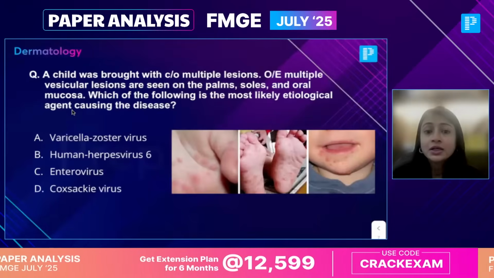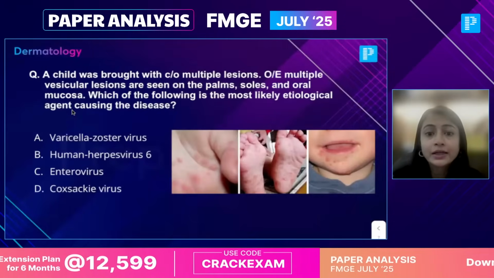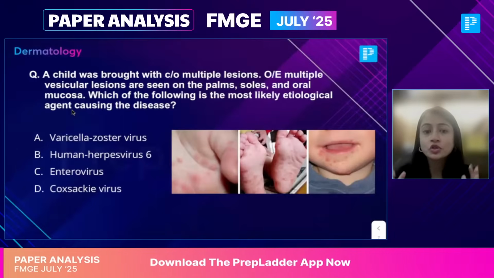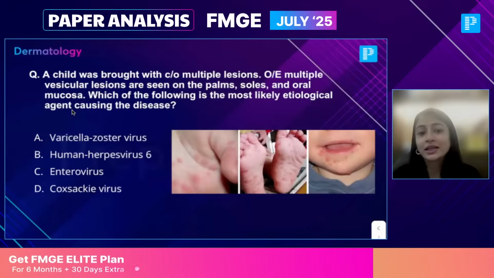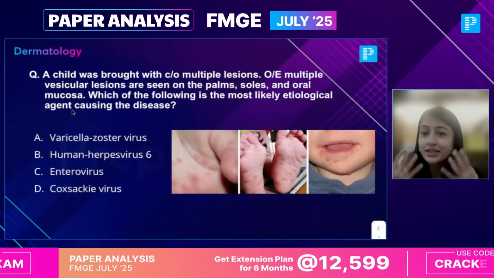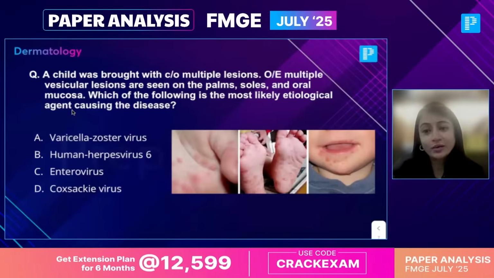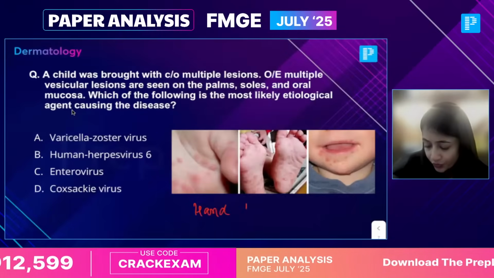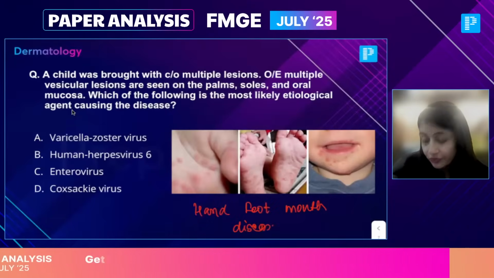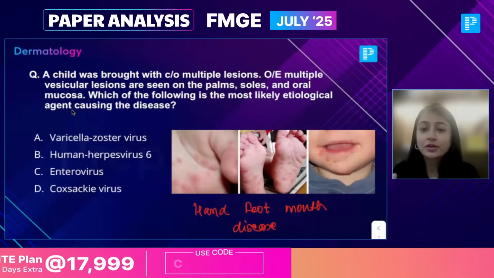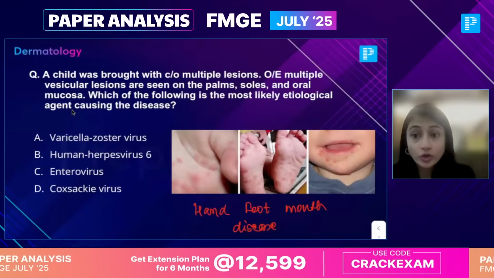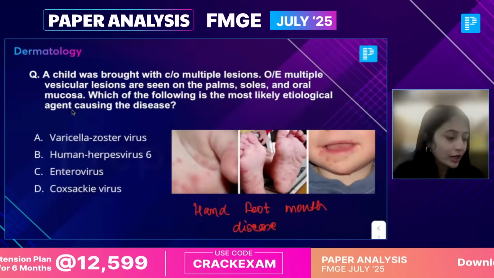Now, next question. A child was brought with complaint of multiple lesions, and you saw multiple vesicular lesions on palms, soles, and oral mucosa. Which is the most likely etiological agent of this disease? So what is this disease? This is so simple. The disease speaks for itself. It is hand, foot, and mouth disease. So you have hand, foot, and mouth being affected. In dermatology, I always say there are a lot of names, but this is the most descriptive name anybody can keep, because you have vesicles seen in hand, foot, and mouth. So this is called hand, foot, and mouth disease. And what is the causative agent for hand, foot, and mouth disease?